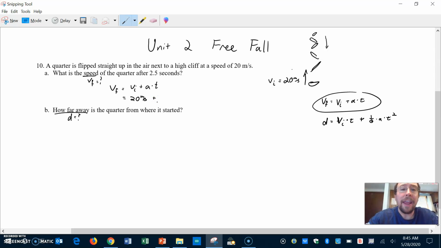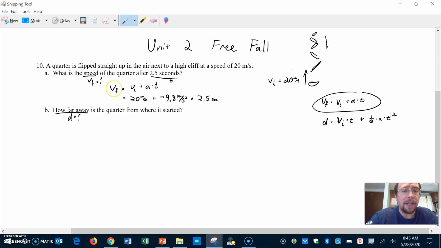Plus the acceleration. As this is going up in the air, gravity is trying to pull it back down. And that's the acceleration. The acceleration comes from gravity, and it's negative 9.8 meters per second squared. It's negative because gravity pulls down. Times the time. The time they're asking for is after 2.5 seconds. So we put that into our equation, 2.5 seconds.